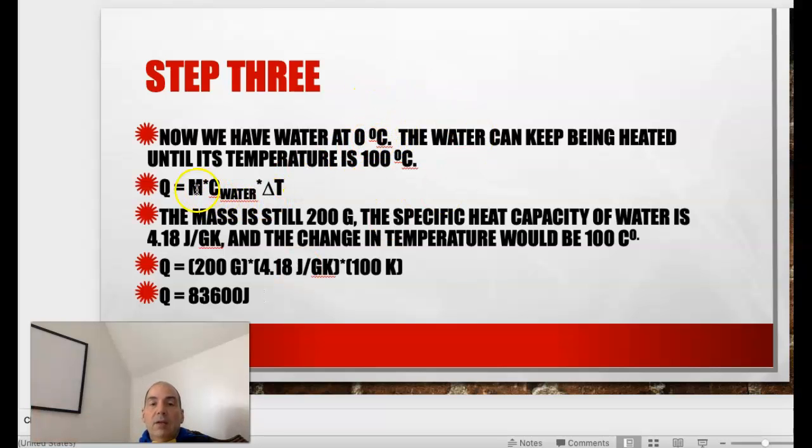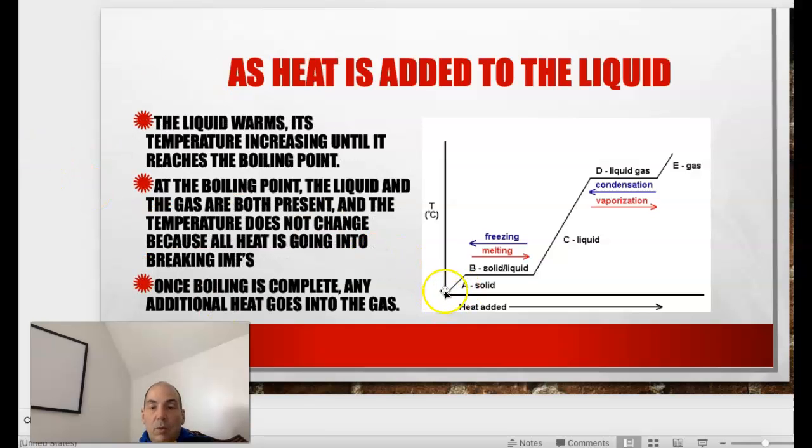Now we go back to MC delta T because we're changing the temperature again. The mass is still 200, but now because it's water, the specific heat is 4.18. The change in temperature from 0 to 100 is 100 degrees, and so it takes 83,600 joules. So again, let me go back to this diagram. We heated up the solid, then we melted it, and now we heated up the liquid. So now we're coming up to another phase change.